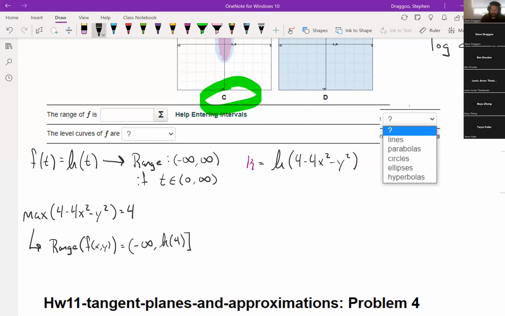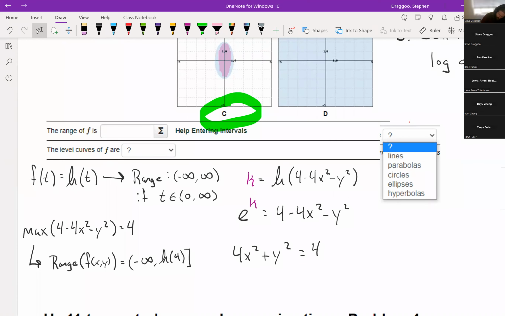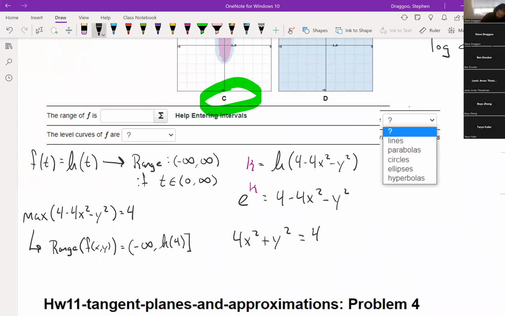So I want to put this into some equation where I can recognize the x and y components being equal to some other number. So solve this thing out. I'm going to get e to the k is equal to 4 minus 4x squared minus y squared. Solve this thing over. Again, I'm going to put my x and y on the left side because that's where it just makes the most sense to me. It's equal to 4 minus e to the k. As soon as my pen decides it's going to work again, there it is. 4 minus e to the k.